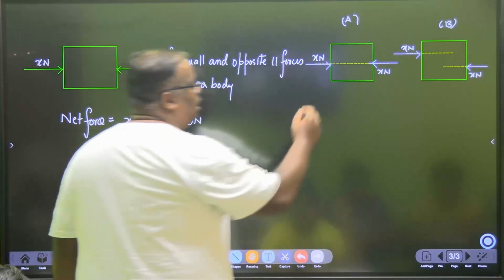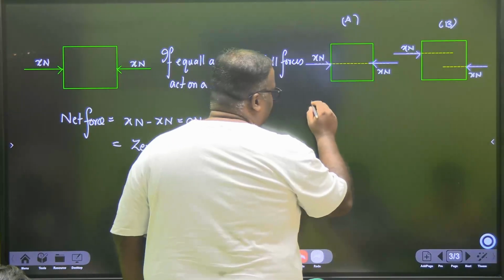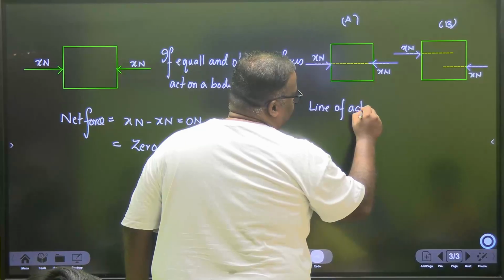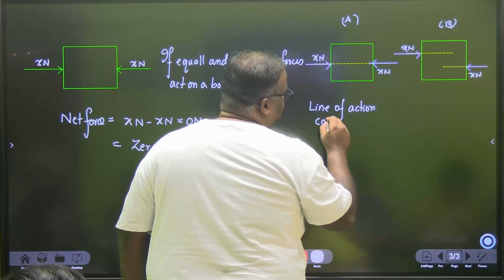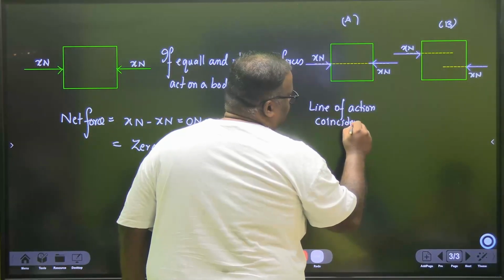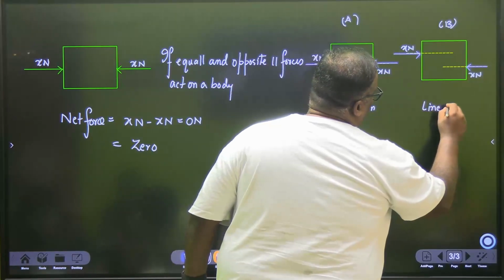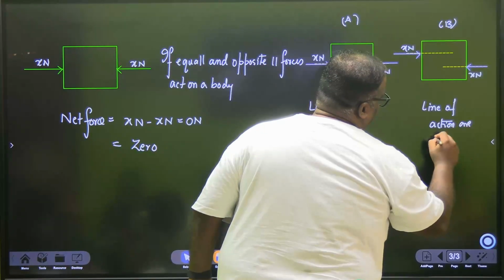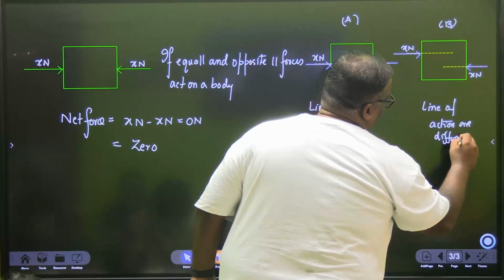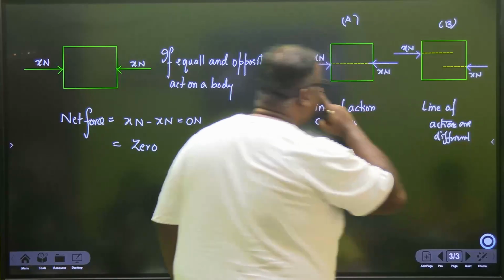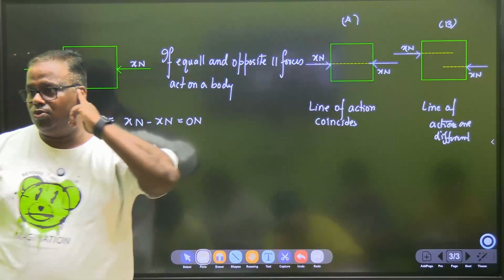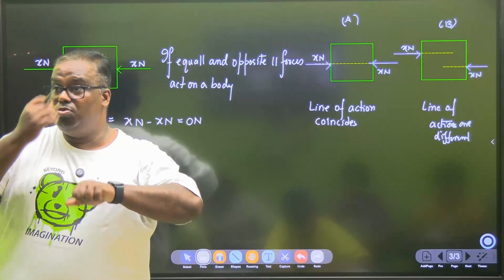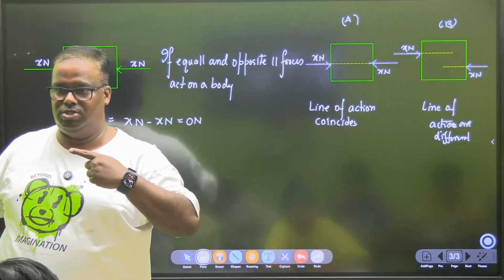Now, in this case, what we are finding is that for both the forces, the line of action coincides. Here, the lines of action are different. Have you understood what is line of action? Line of action is the line along which the force's impact will be felt. If I pull his nose in this direction, then his nose will be pulled along this dotted line which you are unable to see.